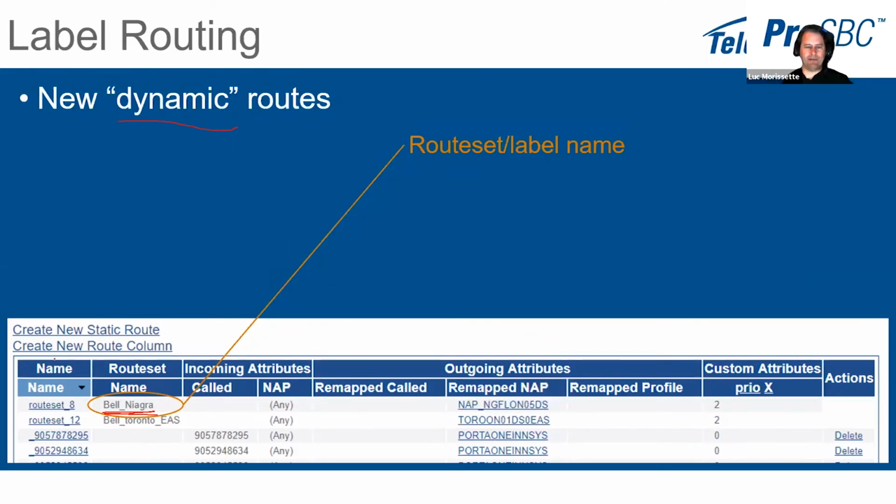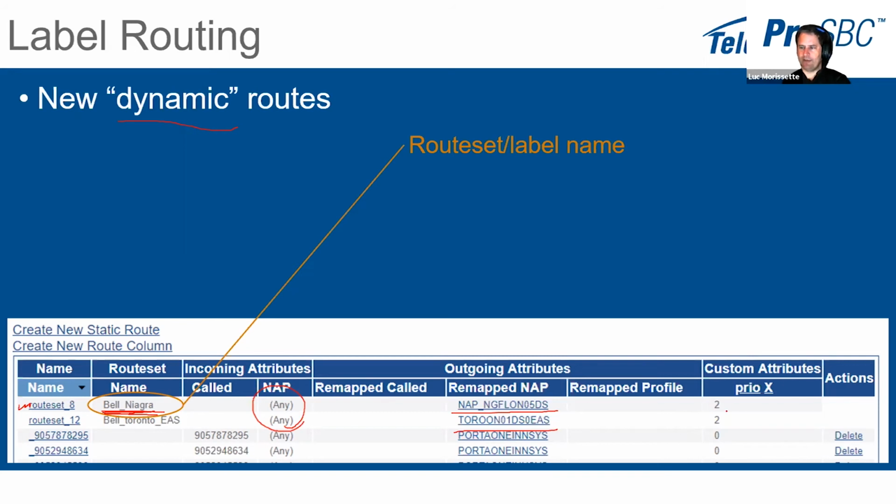You will also have a default name here that will have been selected in the system, but your label name will show here. When you use label routing, the incoming NAP is always any. That means I can receive a call from any source, and it will be verified. The number will be verified if it matches in our list, and the label matches, then it's going to be remapped to different destinations here.